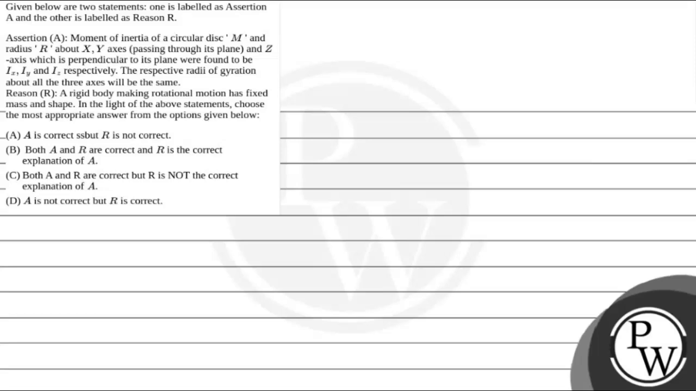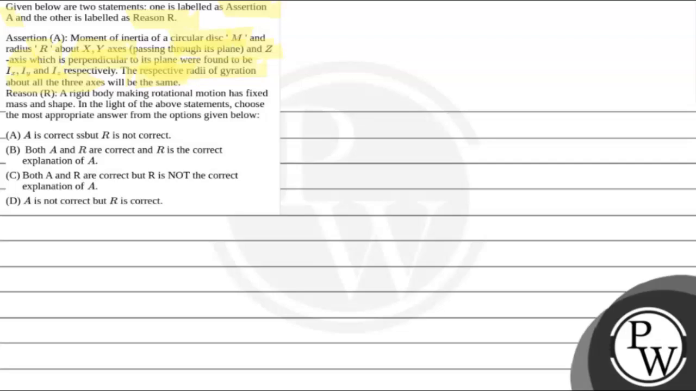बच्चों, let's read the question. The question says, given below are two statements. One is labeled assertion A and the other is labeled as reason R. Assertion A. Moment of inertia of a circular disk of mass M and radius R about x and y axes passing through its plane and z axis which is perpendicular to the plane were found to be Ix, Iy and Iz respectively. The respective radii of gyration about all three axes will be same.